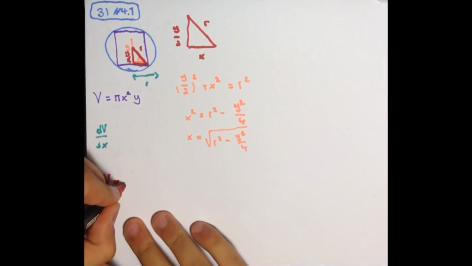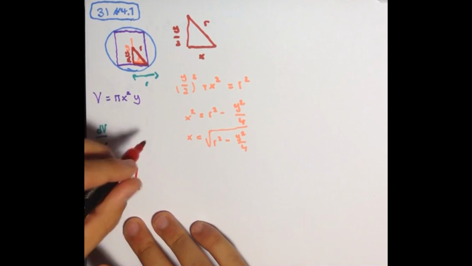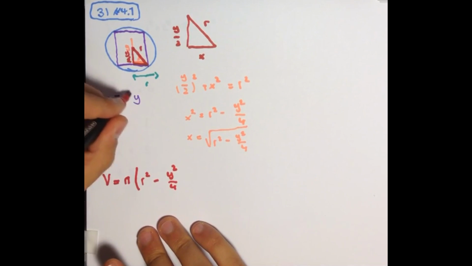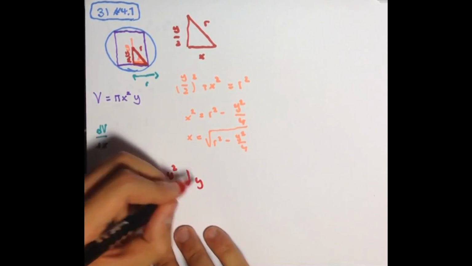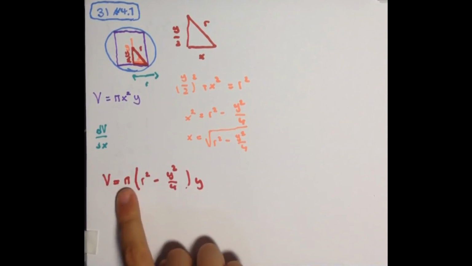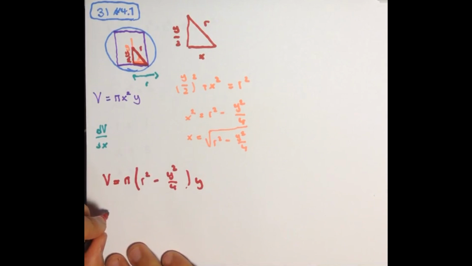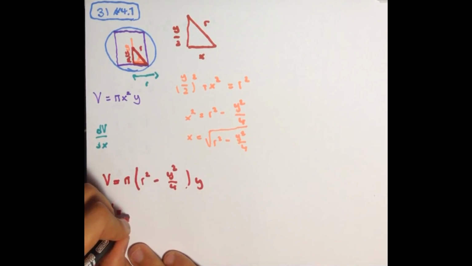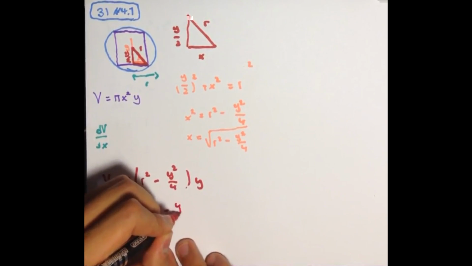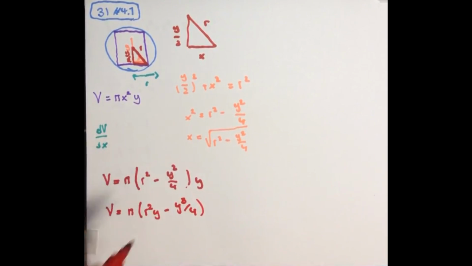The volume is equal to pi times r squared minus y squared divided by 4. The square root got cancelled with the squared, times y. And always before you take the derivative, see if you can simplify. Let's multiply. Let's FOIL this y and keep the pi out at front. It's a constant, so let's not worry about it. And so expanding the y, r squared y minus y cubed divided by 4. Sweet. And now we can take the derivative. Doesn't look like we can simplify it any further.